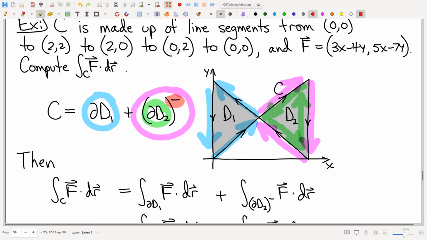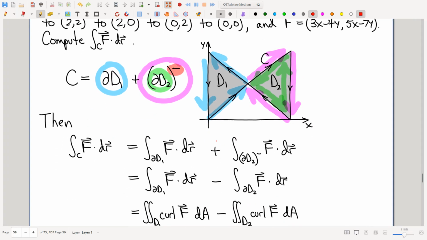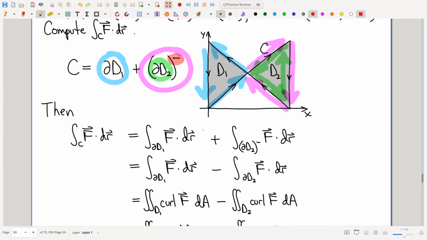Okay. So, yeah, take it from there, and this blue line integral is a boundary line integral and therefore a double integral of curl. Green's theorem, like I say, crushes it.